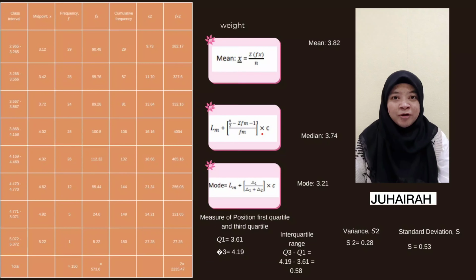Next, I will explain the measure of central tendency, measure of position, and measure of variation of width. The measure of central tendency has three, which are mean, median, and mode. The mean of width is 3.82, median 3.74, and the last one is mode 3.21. Measure of position: quartile 1 is 3.61, quartile 3 is 4.19, interquartile range 0.58. Measure of variation: variance 0.28, standard deviation 0.53.